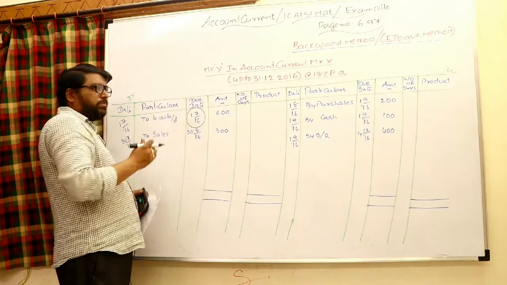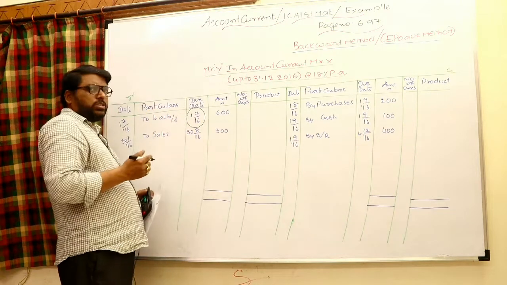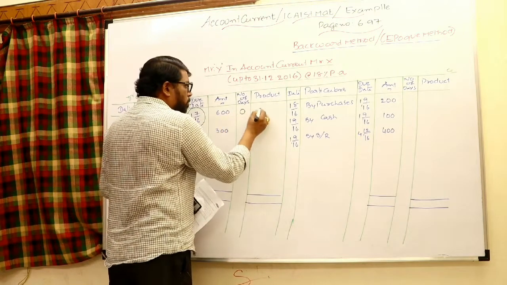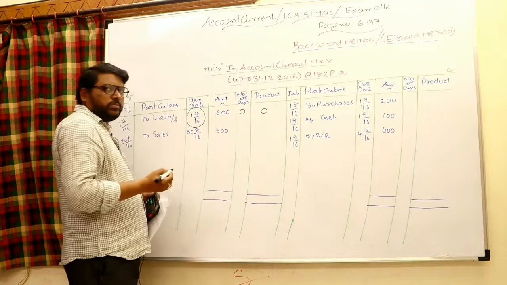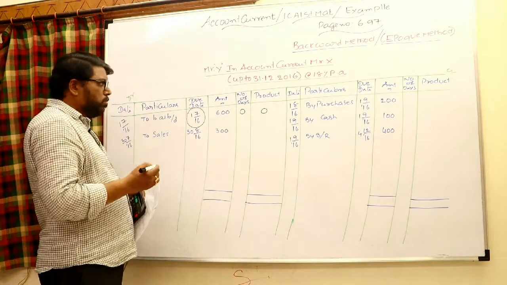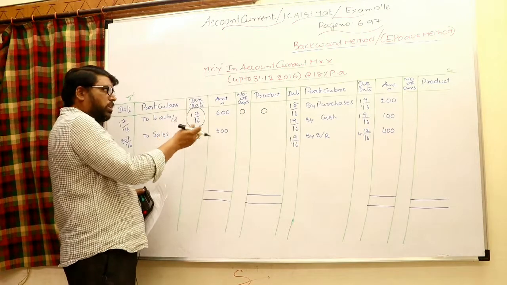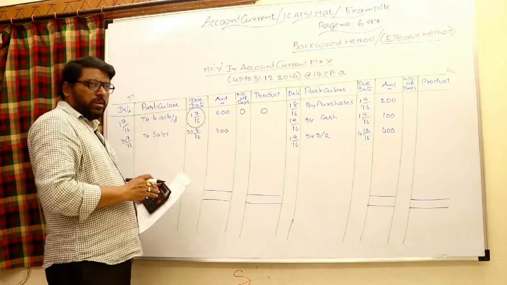And obviously, 1/7/2016 to 1/7/2016, the number of days will be 0, and the product also will be 0. Number of days 0, product also will be 0.